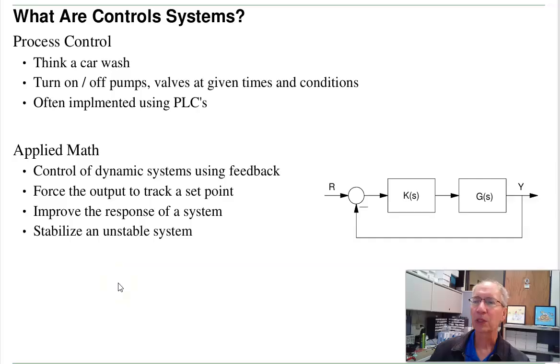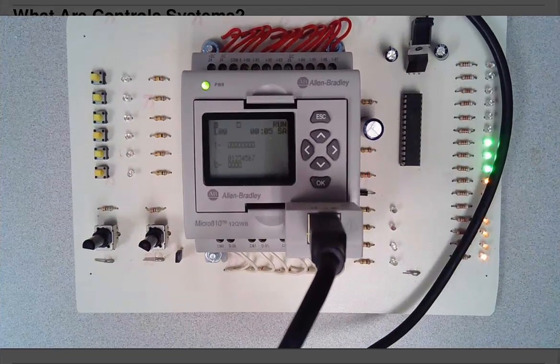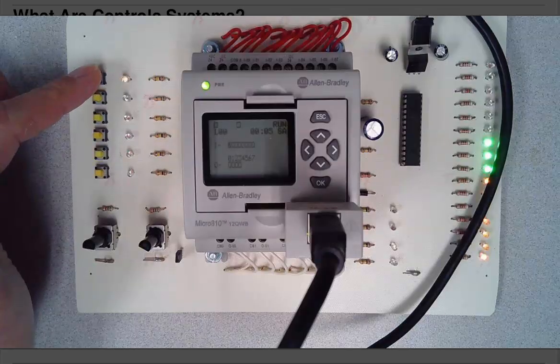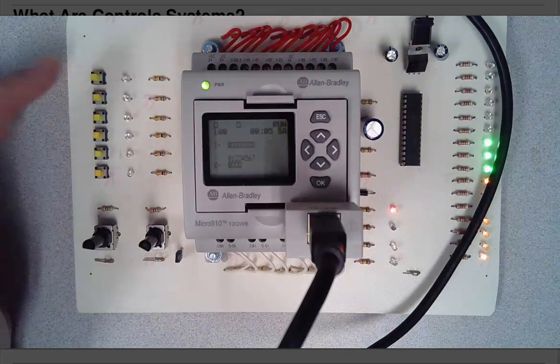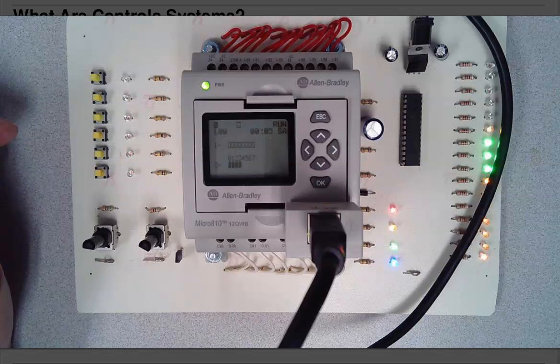So starting out, what are control systems? Well, there's actually two different versions. There's process control and applied math. Process control is kind of like a car wash. A car comes in and goes through a sequence. We use Allen Bradley PLCs to implement a program using ladder logic. And with this, I can turn on valves, turn off valves, count, have timers, and things like that. So part of this course is lab-based, using an Allen Bradley PLC.